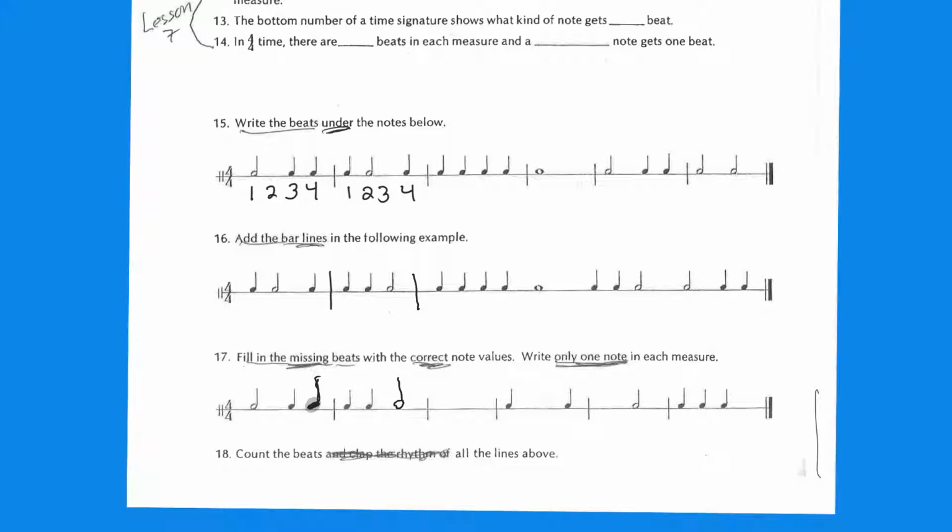Now, in all the lines above, except for number 15, so in 16 and 17, you're going to have to write the beats under the measures again, just like you did with 15. So it's real easy. Just got to go back and just count again. 1, 2, 3, 4. 1, 2, 3, 4. You just keep doing that for the rest of those.